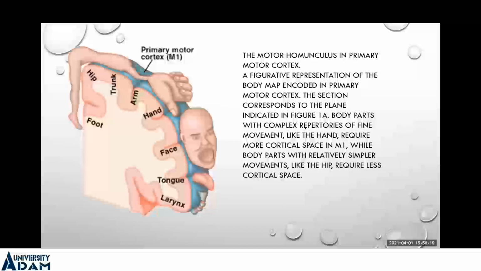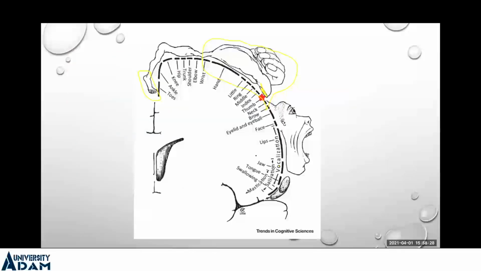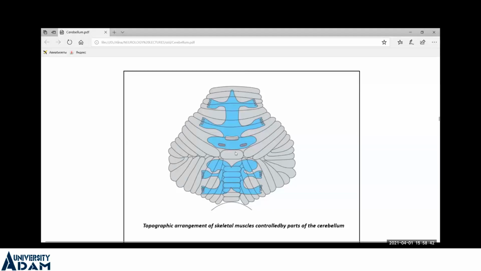Okay, so you can see the hand requires more cortical space, while body parts with relatively simpler movement like the hip or leg require less cortical space, because this homunculus, right, guys, the primary motor cortex, controls our voluntary movement. So also you can ask the question, why here? This is the homunculus for the cerebellum. You can ask the question, right? Why is the homunculus for the brain, like the primary motor cortex, different, but here the topographic arrangement of skeletal muscles that control parts of the cerebellum are equal to each other?